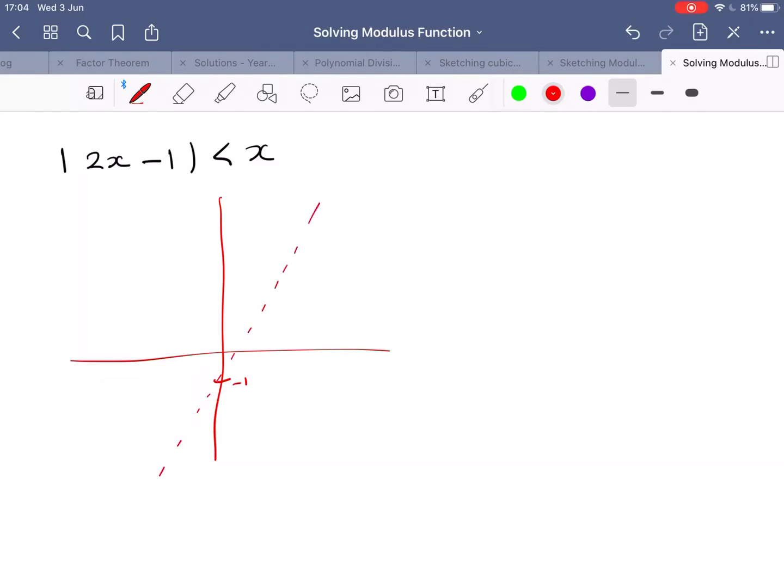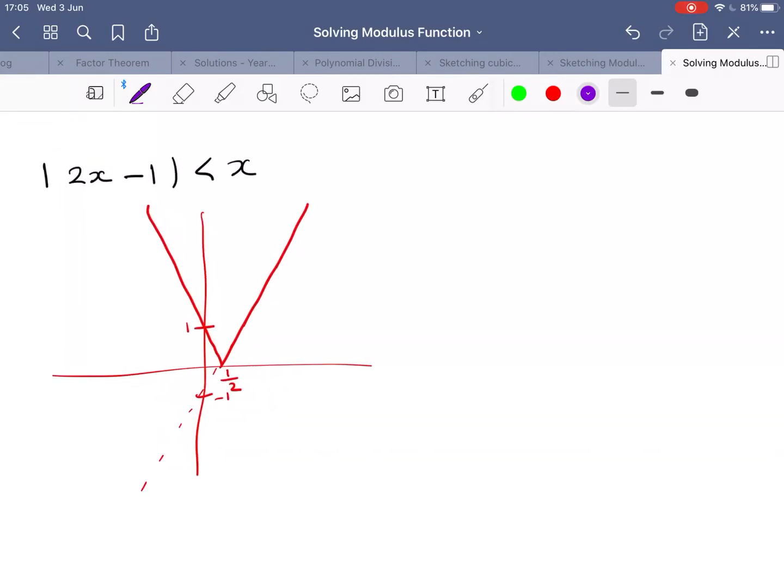So if I want the modulus of 2x minus 1, it just looks like that, touching the x-axis at a half, and crossing the y-axis at 1. And then you've got the line y equals x. Well, y equals x is shallower, so I want a less steep solution. And I want to know, again, where these two lines intersect.